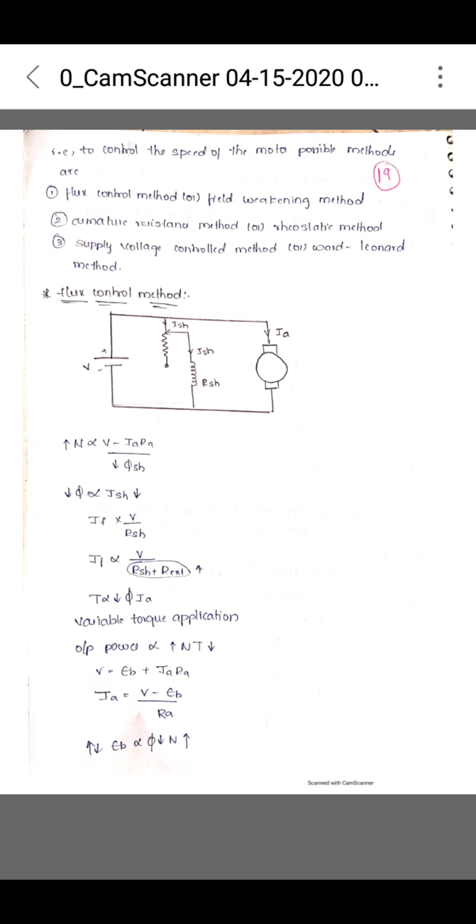And another method is the armature resistance control method. Armature resistance will vary by connecting a rheostat or resistor in series to it. That method is called the armature resistance control method. And another method is by varying supply voltage. If you vary the input supply also, the speed of the motor varies. It is proportional. Now we'll see about these three methods separately.